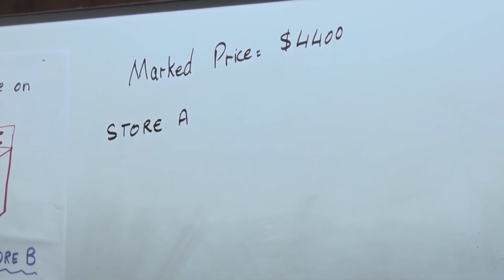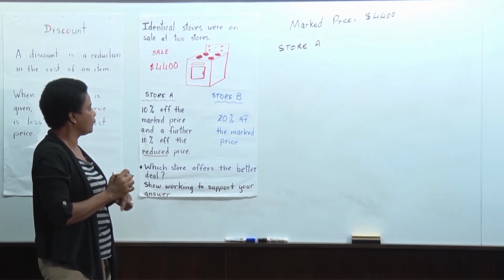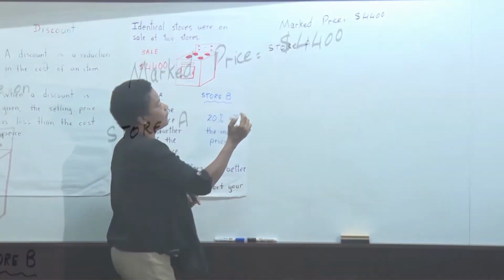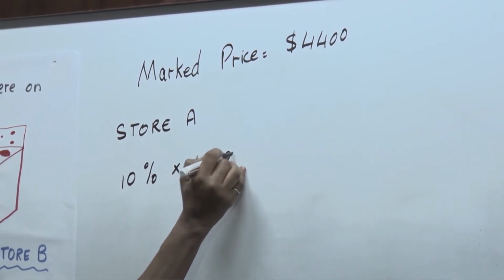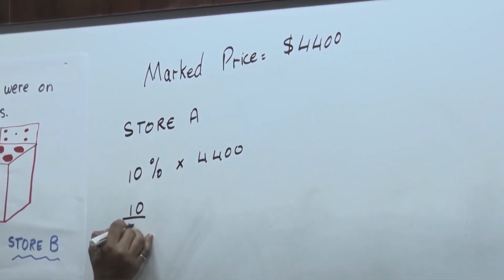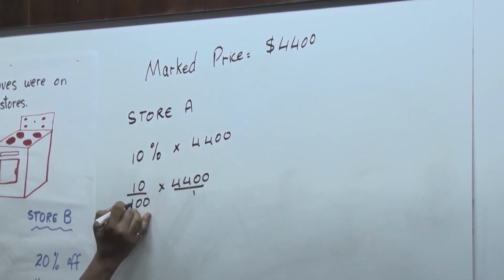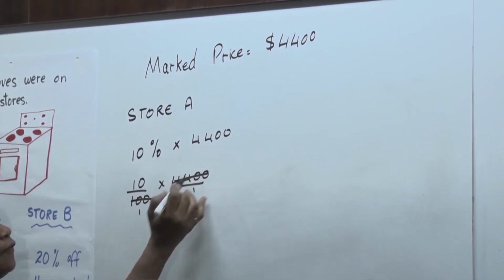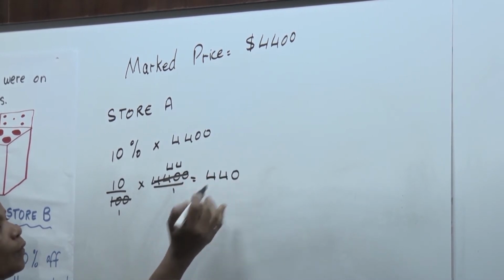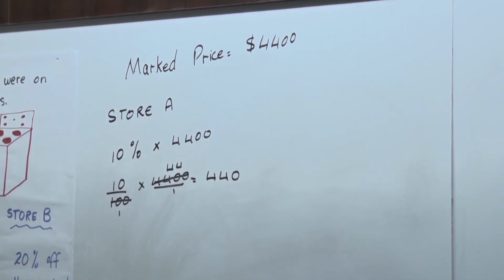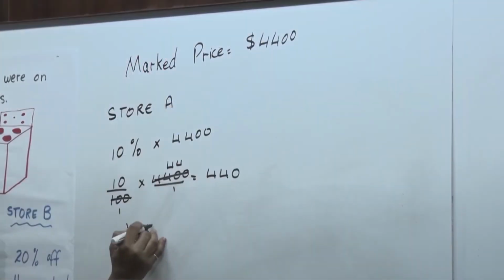Store A says, take 10% off the marked price and a further 10% off the reduced price. So let's take 10% off the marked price, $4,400. Let's work that. 10 over 100 times 4,400 over 1. 100 into 100, 1. 100 into 4,400 is 44. And 10 times 44 is 440. But that's not the answer. That is what is off. So we need to now take that away from 4,400.